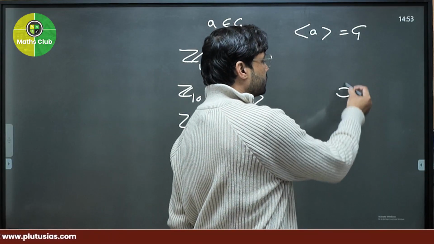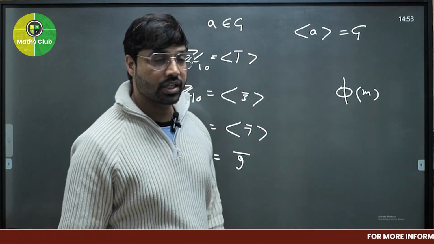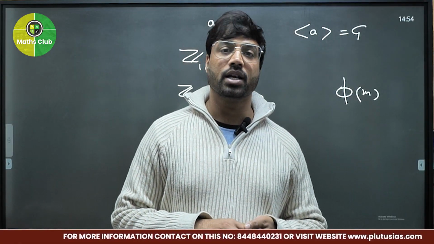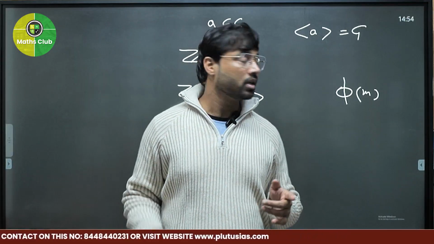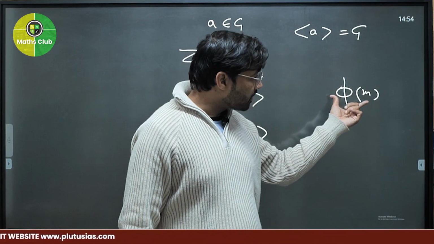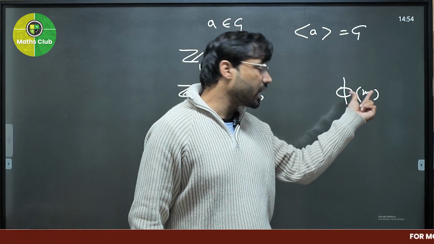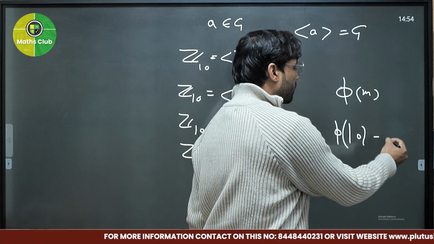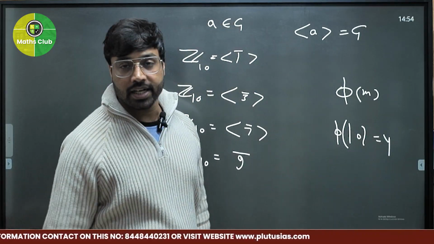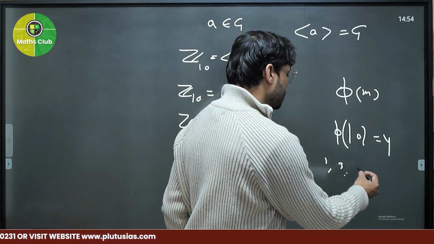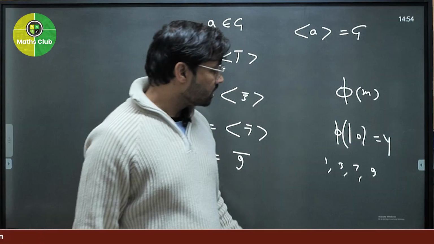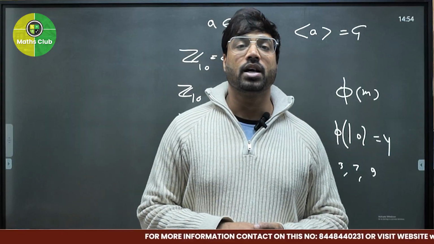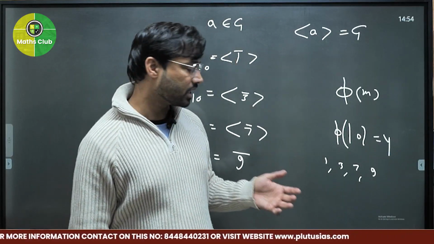Phi m simply gives the number of generators, but which ones are generators we can calculate like this. In Z10, 1, 3, 7 and 9 are co-prime to 10. What does phi m give? Phi m gives the number of positive integers which are co-prime to m and less than m. So we know phi 10 is 4, but what are the 4 numbers? Less than 10 and co-prime to 10 are 1, 3, 7 and 9, the only such numbers. That's why 1 bar, 3 bar, 7 bar and 9 bar are the generators of the cyclic group Z10.